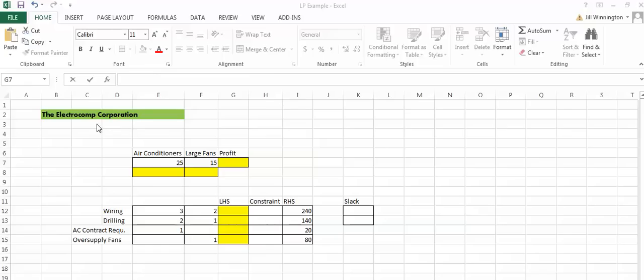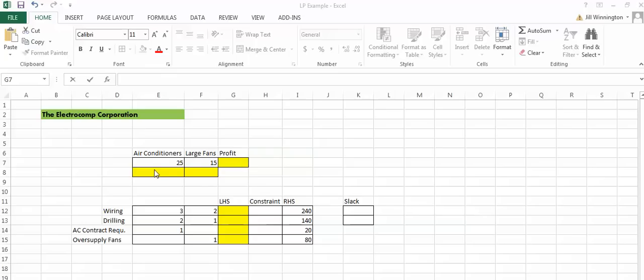Okay, so I have my company that we're going to help out here, and what I'm going to do is set up this problem for you by adding in the formulas. So I made the cells that are going to be the important cells yellow in this. What the problem says is that this company is trying to maximize their profit. And how they're going to do that is they're going to produce the optimal amount of air conditioners and large fans that'll give them the best profit.